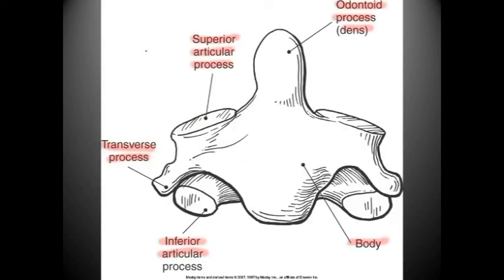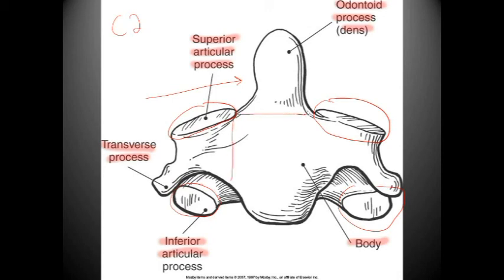So this is C2. C2 is unlike anything that you've seen as well because it has this large process, which is the odontoid process. You still have the superior articular processes and the inferior articular processes bilaterally, but you do have a body here. It doesn't typically look like your traditional vertebral body, but it still maintains the same functionality, which is supporting the weight of the skull and allowing pivoting because of this odontoid process.